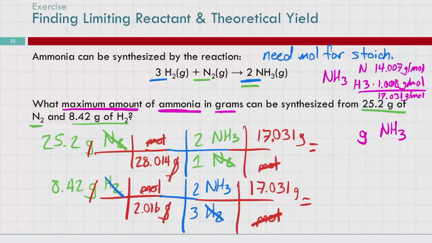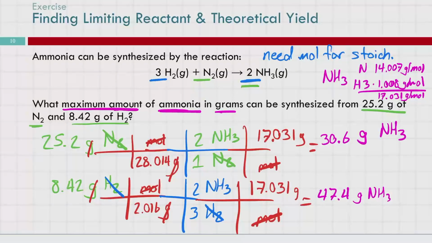And for the N2 part, the top one, 30.6 after we round. For the bottom, we're doing 8.42 times 2 times 17.031, divide by the things on the bottom. We get 47.4 grams NH3 after we round for 3 significant figures.